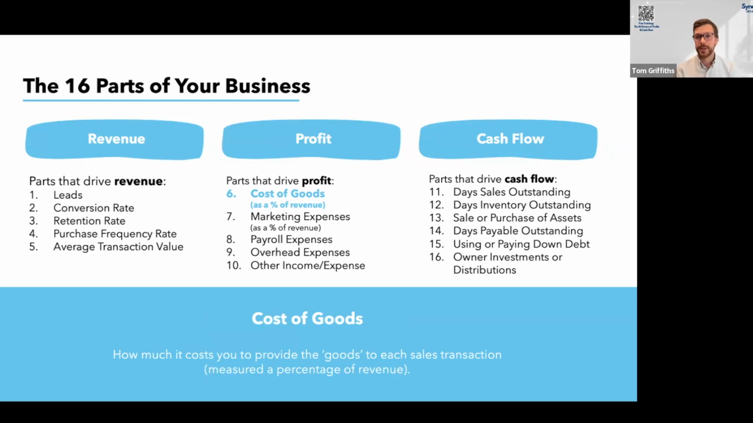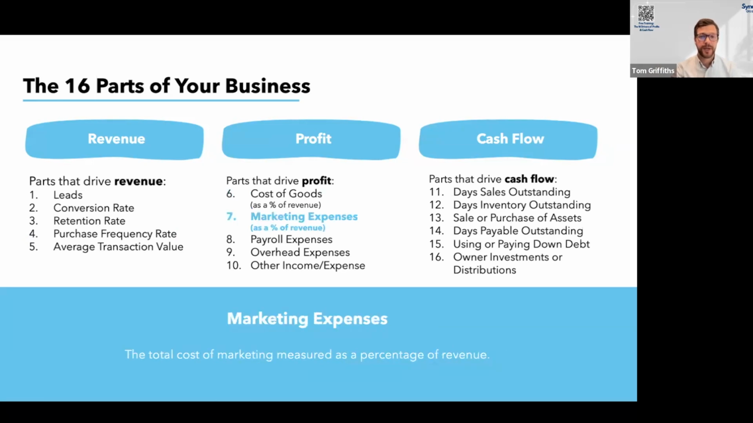We measure that as a percentage of revenue because it's much easier to see the trends that are happening when we do that. Then we take off the marketing expenses. And again, we measure that as a percentage of revenue so that we can see any trends. And then we take off payroll expenses and overheads, being things like rent, insurance, office supplies, that sort of thing. And then any other bits and pieces that contribute to the profit number, but are not a core part of the business's operation. So for example, interest income, that sort of thing. And then we end up with profit.